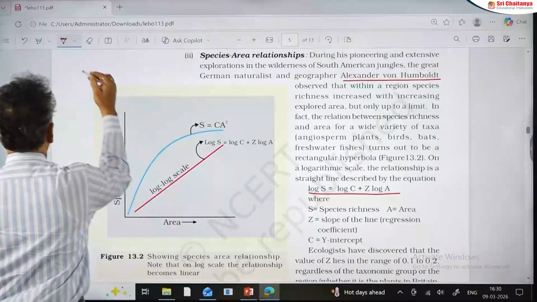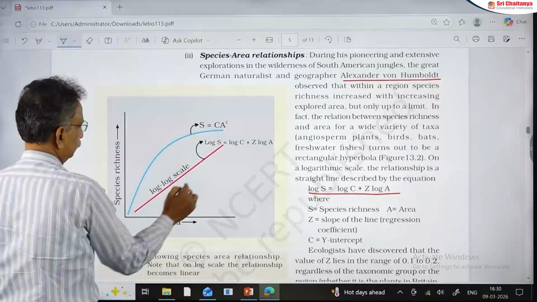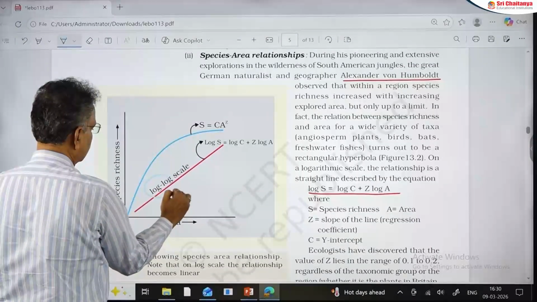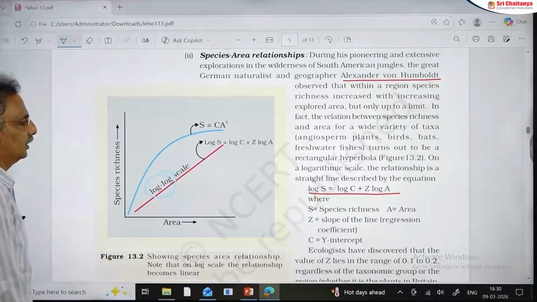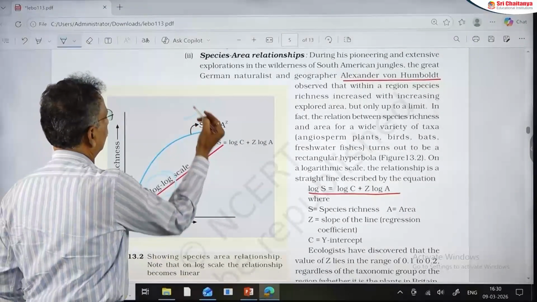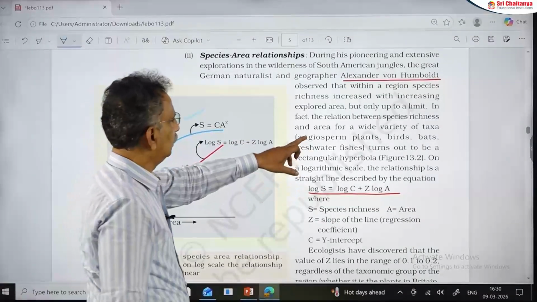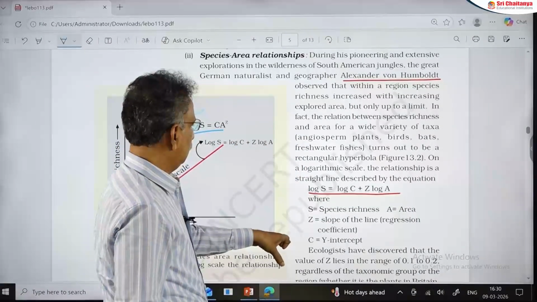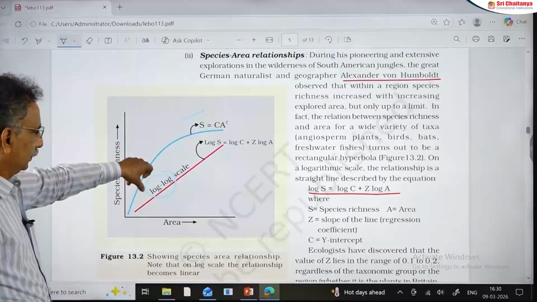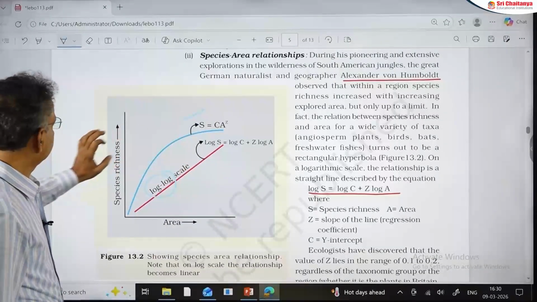So, based upon what is mentioned here, this line is on the log scale, observe that point. Without the log scale, it is a rectangular hyperbola, as mentioned here. So, try to understand that if it is given in the form of a log scale, it will become a straight line. So, the slope of the line is indicating species richness in an area.